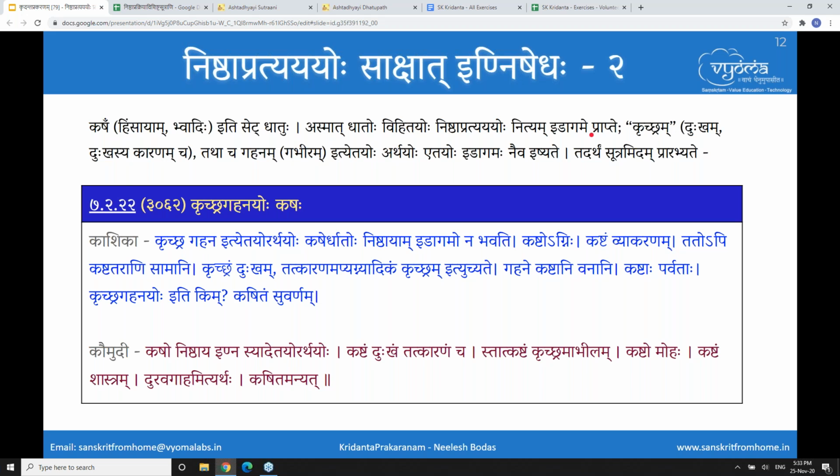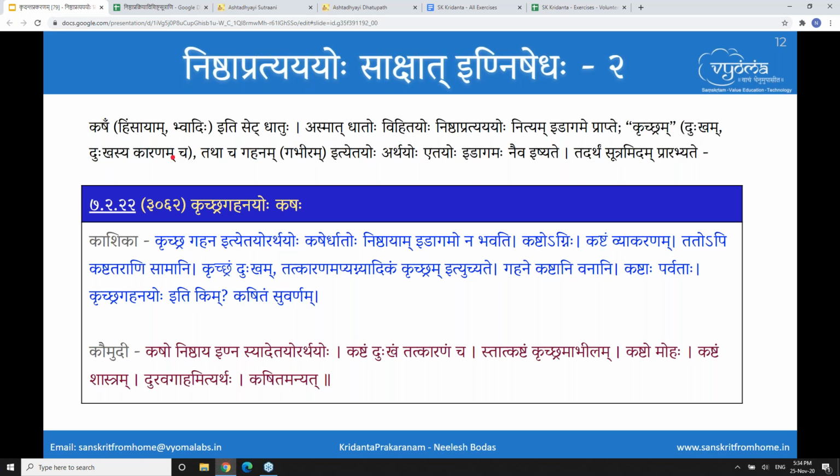That is now blocked in a specific meaning of kruchha and gahana. So kruchha gahanayoho kashaha. Kasha iti dhatuhu asti. When used in the specific meaning of kruchha and gahana. What is kruchha? Kruchha means dukkham. Look at this. Kruchham means dukkham. Dukkhasya karanam. So the actual pain and the entity that causes the pain.